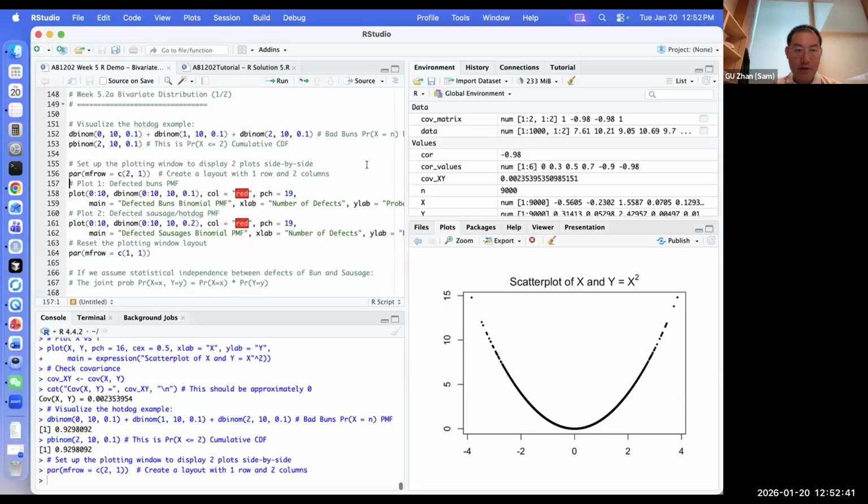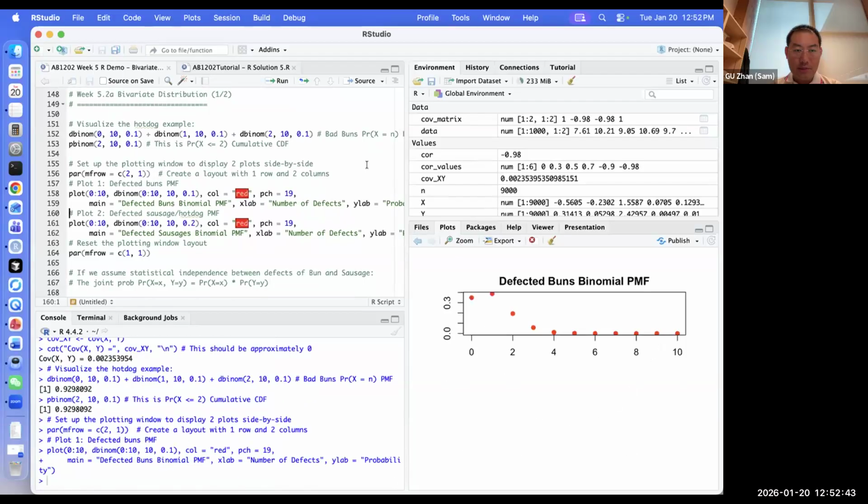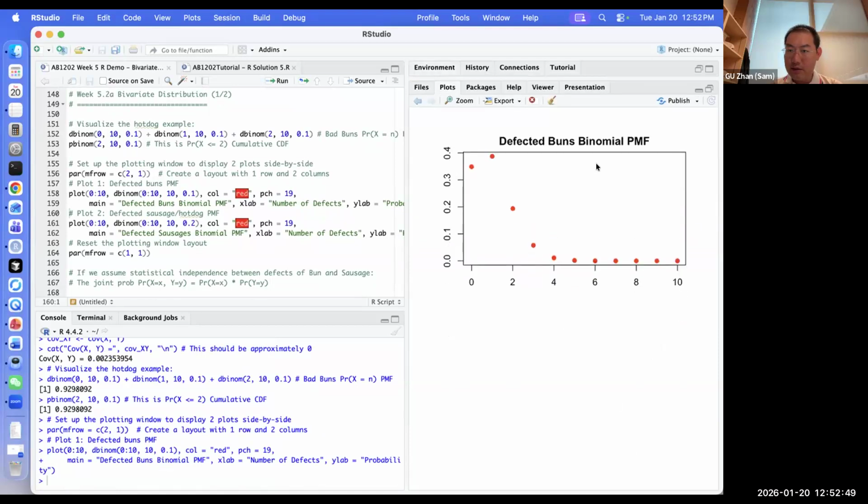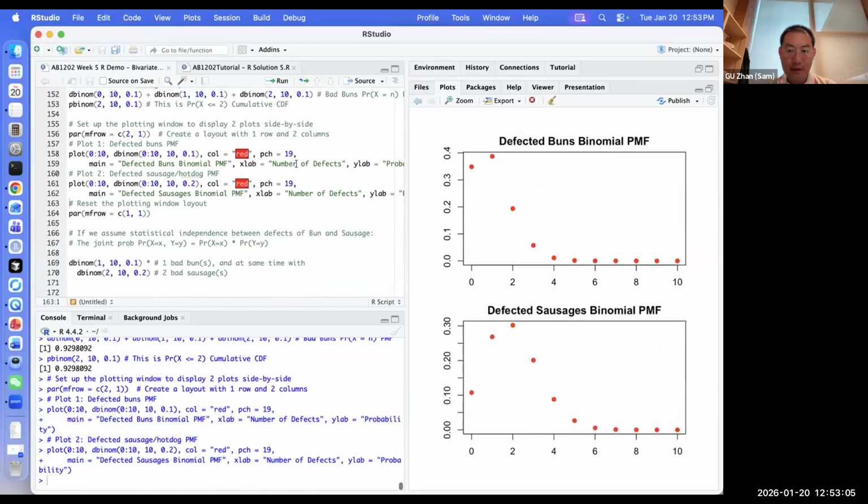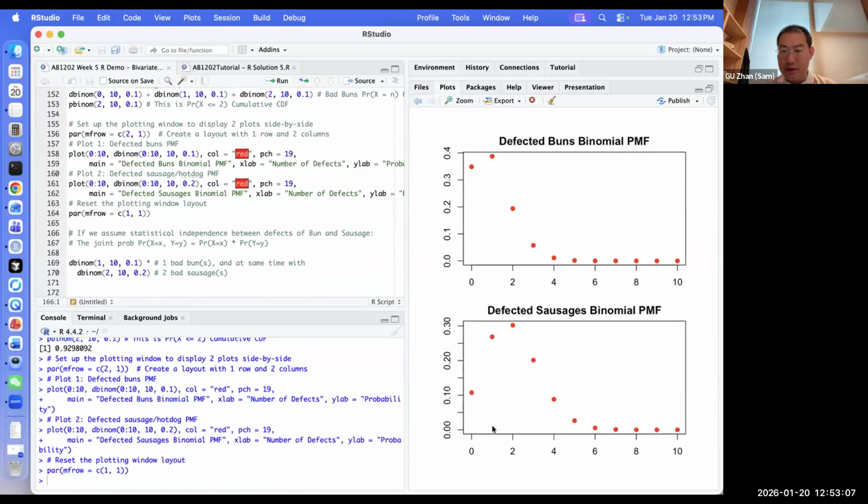Set up the plotting windows to display 2 plots. So we're first showing the defect buns. Binomial PMF, probability mass function. PMF, probability mass function. So 0, 1, 2, 3, 4 on the x-axis are the number of defects. Then you have the defect sausage binomial distribution. So these are the PMF for buns and sausage.